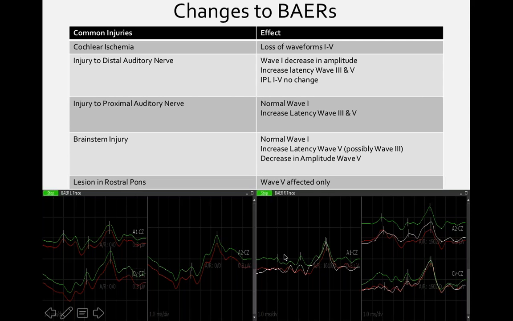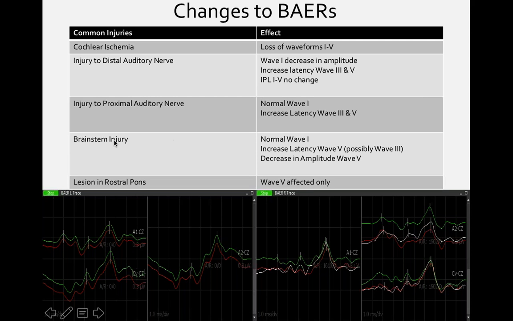We've got our distal nerve coming right here, and then something happens along this pathway. It's going to cause this wave to elongate and show up later. So when our interpeak latencies between 1 and 3 change, we can be sure that something is happening at the brainstem area as the nerve enters the brainstem.